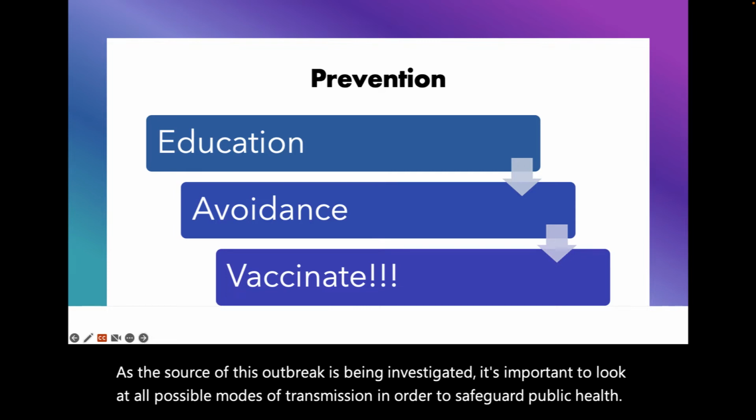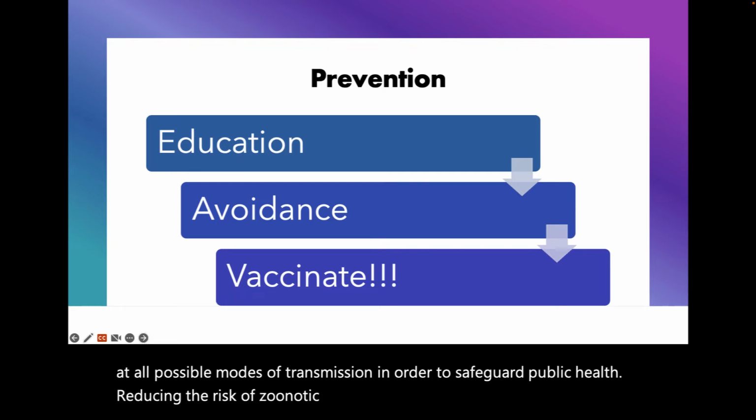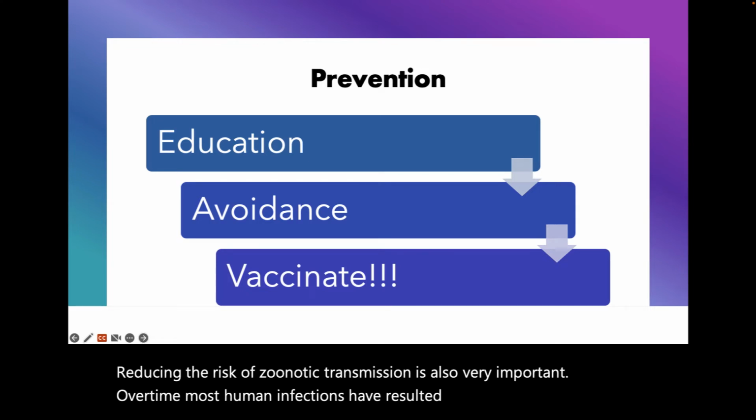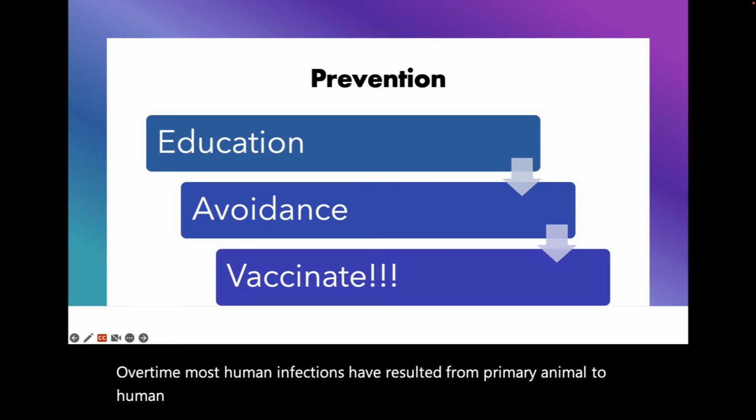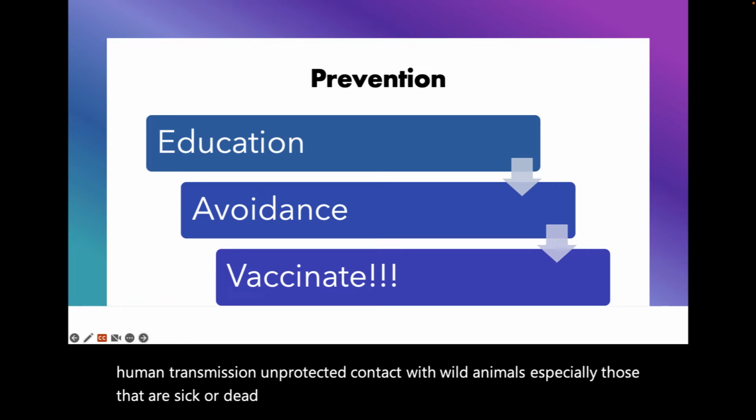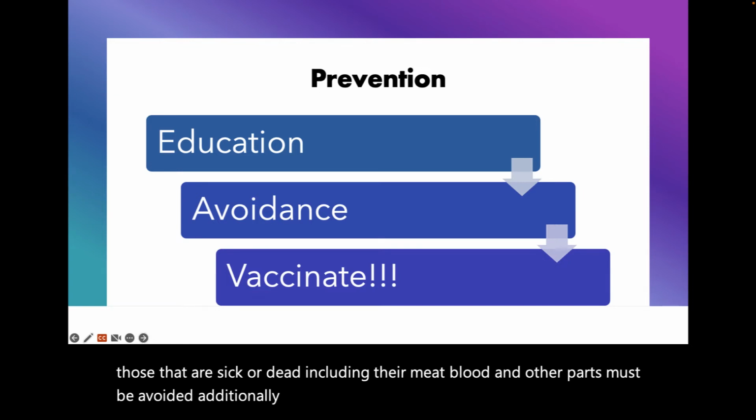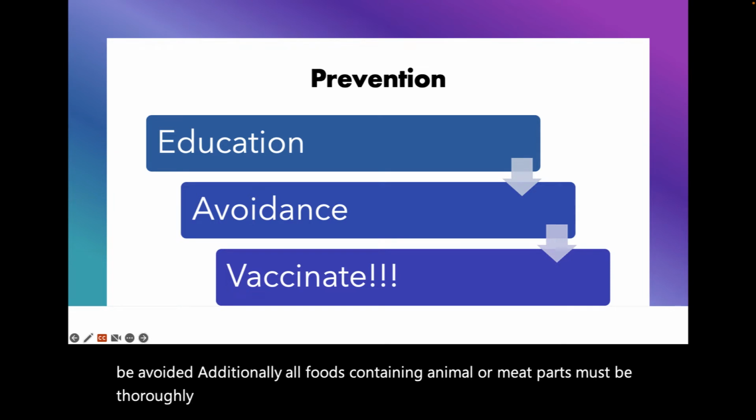Reducing the risk of zoonotic transmission is also very important. Over time, most human infections have resulted from primary animal-to-human transmission. Unprotected contact with wild animals, especially those that are sick or dead, including their meat, blood, and other parts, must be avoided. Additionally, all foods containing animal or meat parts must be thoroughly cooked before eating.